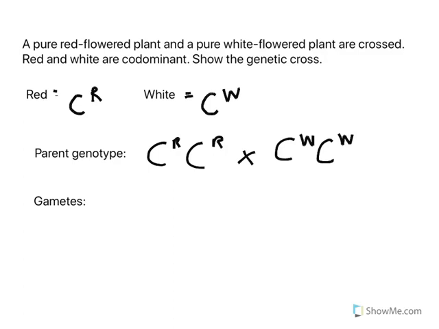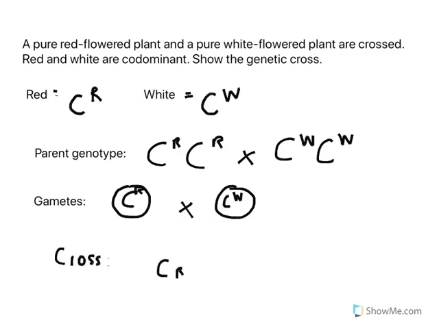We then continue by writing down the gametes. So in this case, the red flower plant can only have CR inside the gametes, and the white flower plant can only have CW. And then we finish by doing the cross, CR, CW on the other side, and they are all CR, CW, so they are all heterozygous.